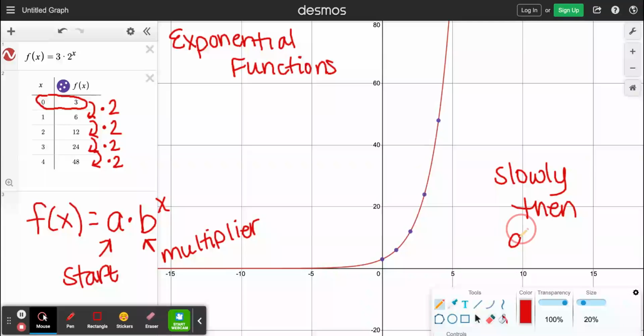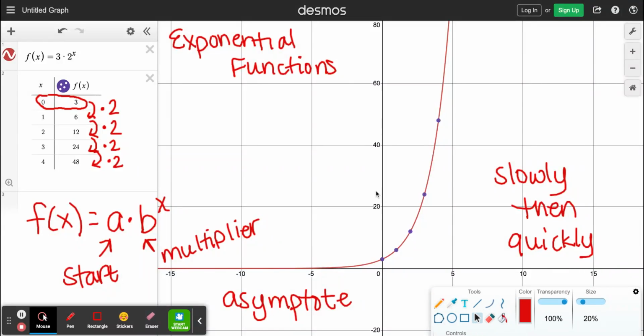It also has what we call an asymptote. An asymptote is a value that the graph will continue to always be moving closer to but never reach. If you look at the y coordinates, as I drag this point to the left, the y coordinate is always getting smaller. It's getting closer and closer and closer to 0.